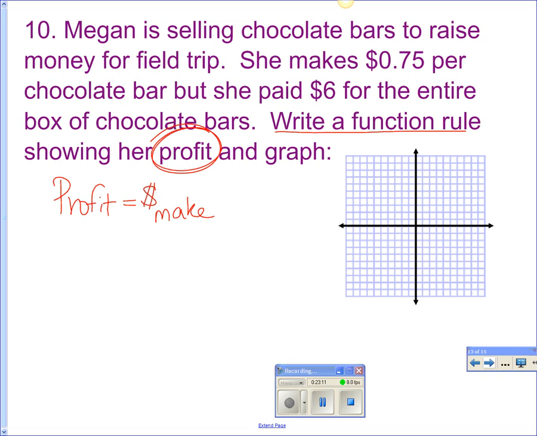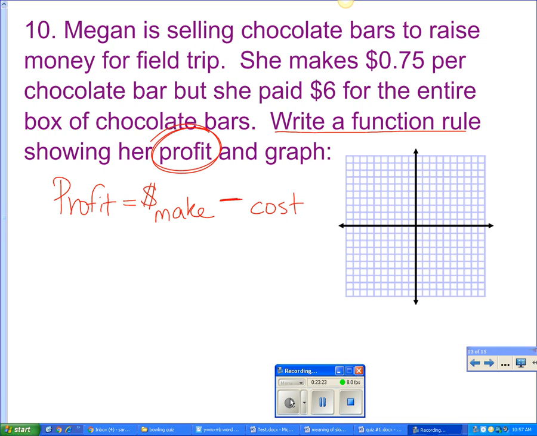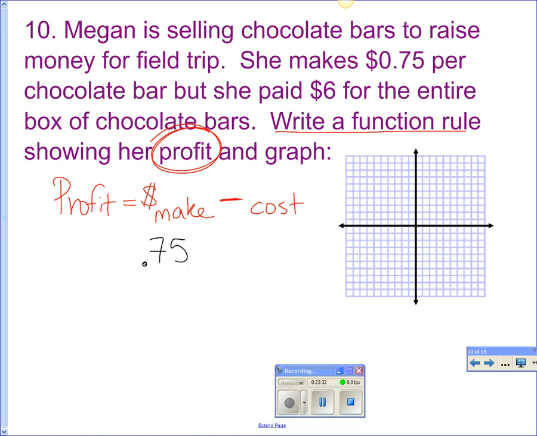What you pay for it. So it's the money you make, but you have to subtract what you paid for or what it cost you. Look at this. How is she making money? 75 cents. She's making money with the chocolate bar. So how much is each chocolate bar? So I'm going to put 0.75, and it's per chocolate bar. So I'm going to put a what? X. But then I have to take away what did she pay for the box? $6. So this is my y equals.